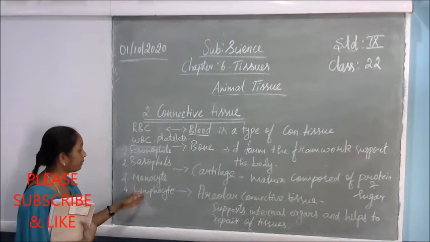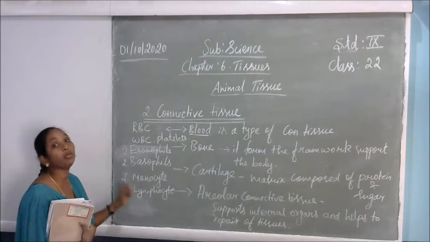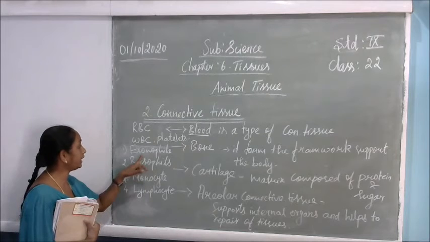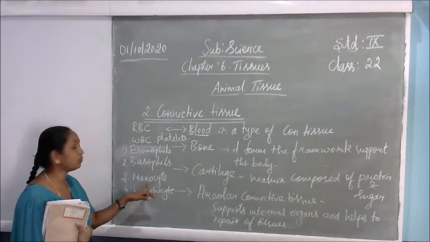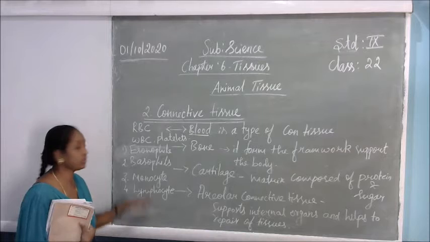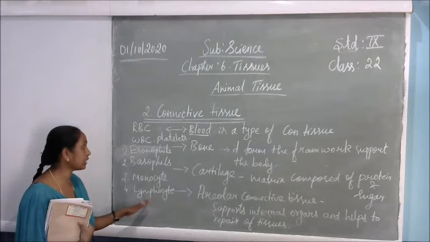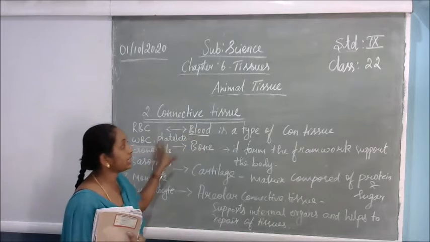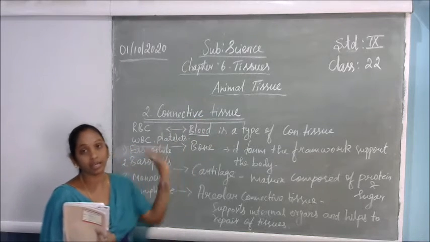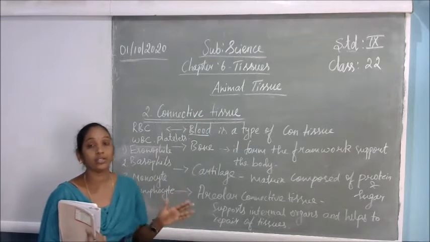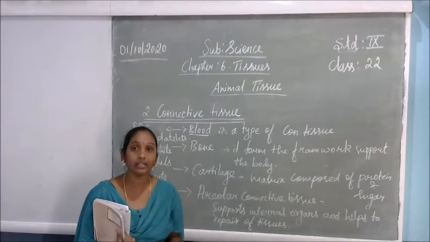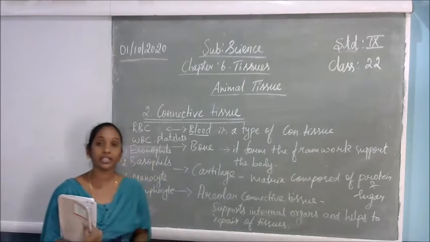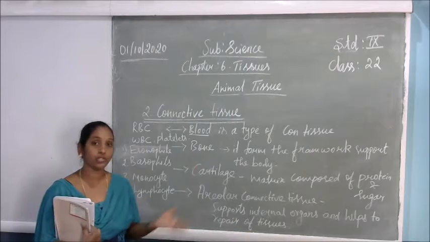These four types of cells are very important to the immunity power of our body: eosinophils, basophils, monocytes, and lymphocytes. These are the microscopic structures of our WBC cells. This is the blood cells, and the important function of blood is that it helps to transport oxygen, food materials, enzymes, and hormones from one part of the body to another.